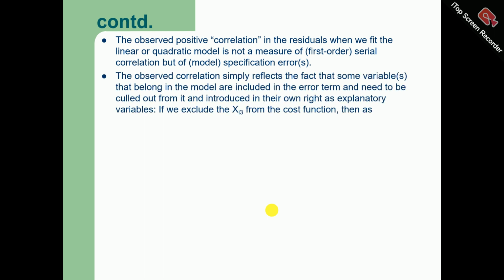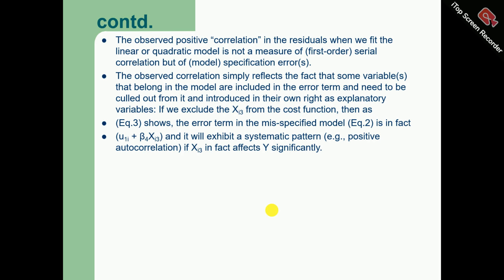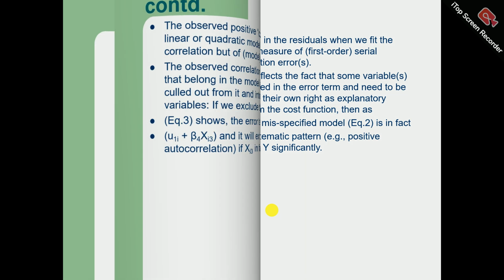The observed correlation simply reflects the fact that some variables that belong in the model are included in the error term and need to be pulled out from it and introduced in their own right as explanatory variables. If we exclude x_i cubed from the cost function, then as equation 3 shows, the error term in the misspecified model, equation 2, is in fact u_1i plus beta 4 x_i cubed, and it will exhibit a systematic pattern, that is positive autocorrelation, if x_i cubed in fact affects y significantly.